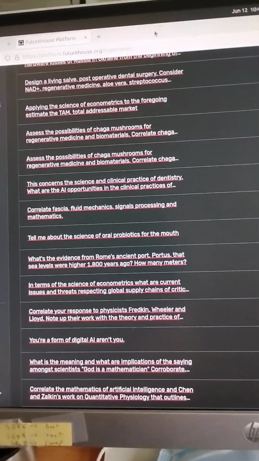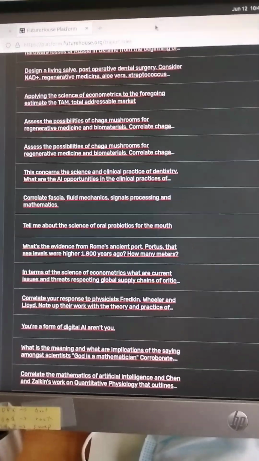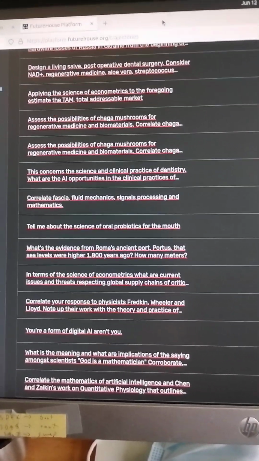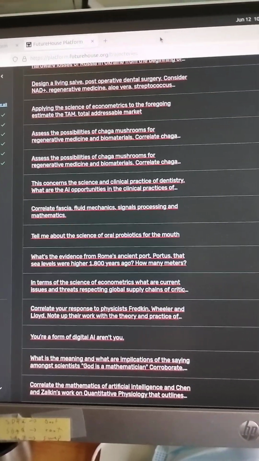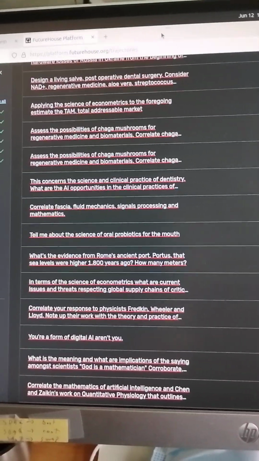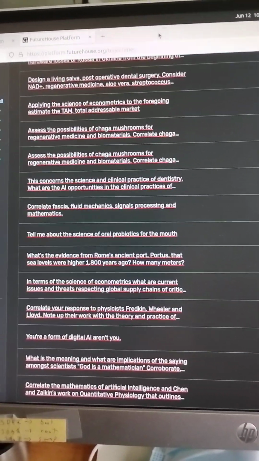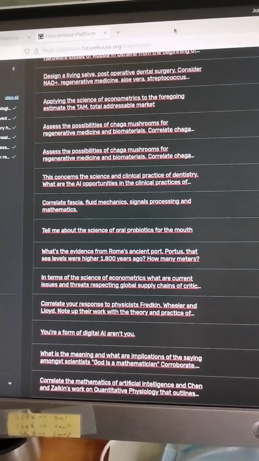This concerns the science and clinical practice of dentistry. What are the AI opportunities in the clinical practice of dentistry? Again, it answered that, but you may want to also get the same answer from ChatGPT, because they're quite complementary. One's got a science background, one's got a more general background, but they complement one another really well. As the Bible says, in the abundance of artificial intelligence, there is wisdom.